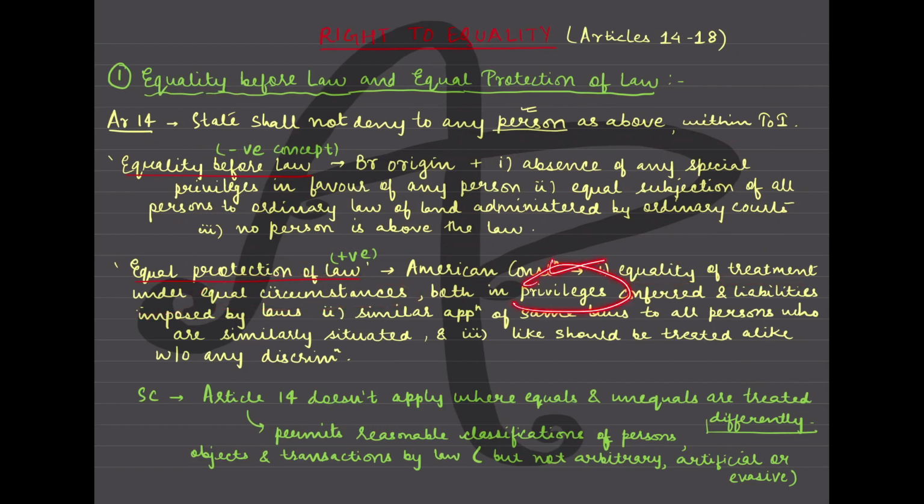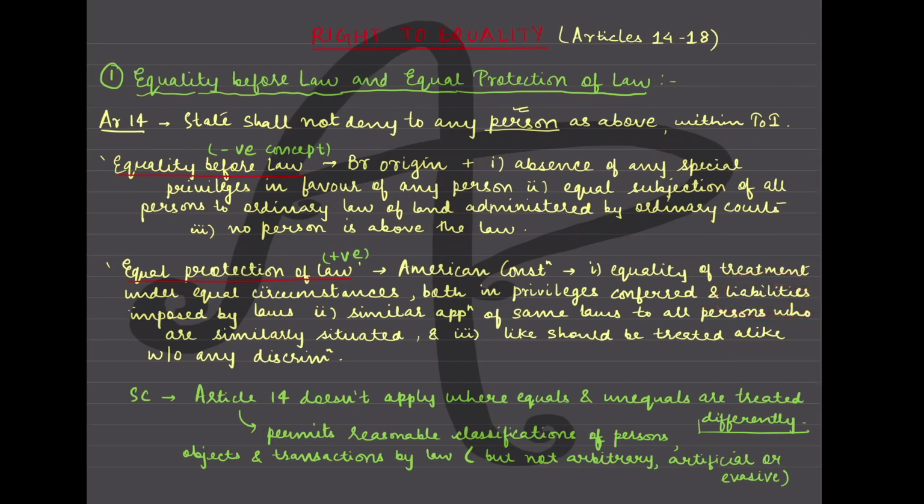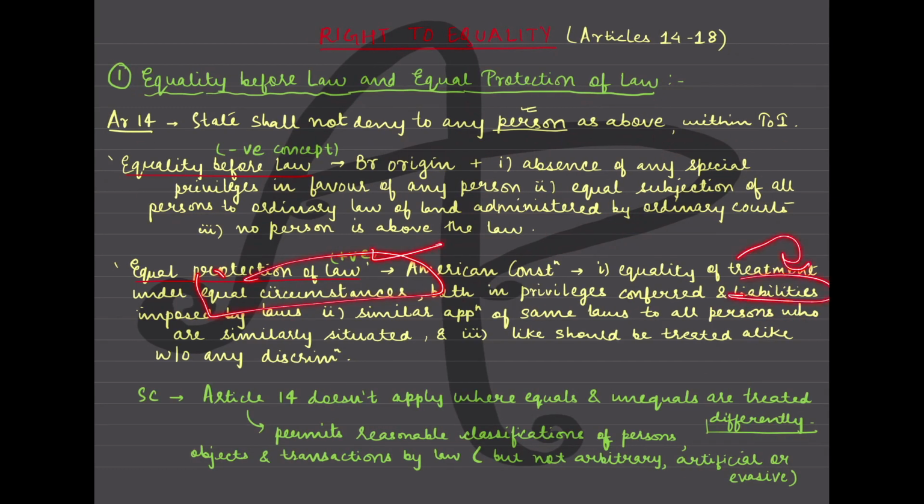Either it is about giving any privilege to anybody, or the state is imposing, by the law, any liability. कि punishment भी अगर दे रहे हो तो equal circumstances में if there are people, then you are giving equal punishment also, or you are giving any equal privilege, but the situation has to be similar, equal circumstances. दो unequal चीज़ों को आप तोल नहीं सकते. You cannot measure two unequal situations and people accordingly. Then similar application of the same laws. If the law is same, it should be similarly applied to all the persons, but again the condition is who are similarly situated, having similar circumstances. And very important idea, that like should be treated alike without any discrimination.